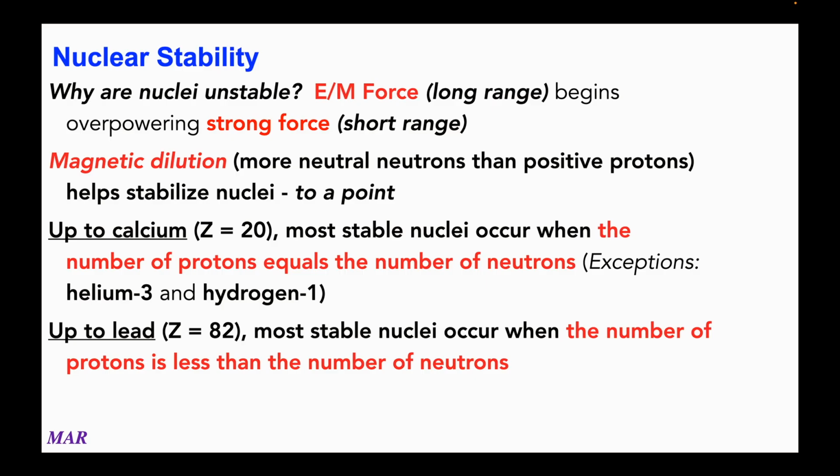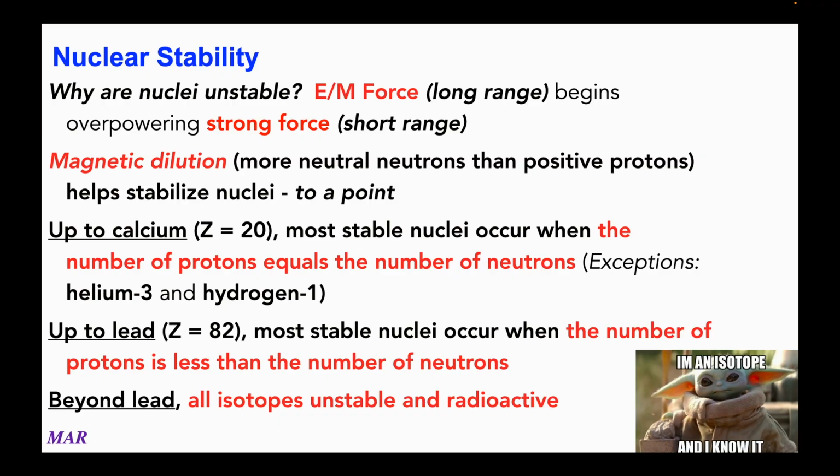So for example, carbon-12 has 6 protons, atomic number 6, and 6 neutrons. So the protons and neutrons are the same. And there are some exceptions to this, but overall that's pretty good. Now past calcium but up to lead, the most stable nuclei definitely have more neutrons than protons, all right? The number of protons becomes less than the number of neutrons. And you're just going to see that the neutrons are starting to help with this magnetic dilution. All right, it tries to keep the nucleus stable.